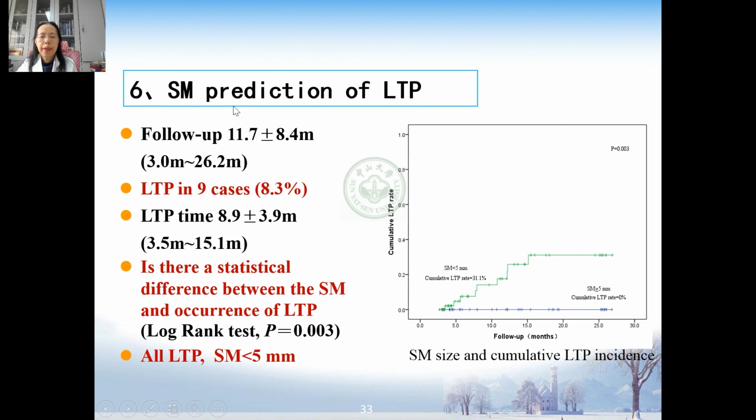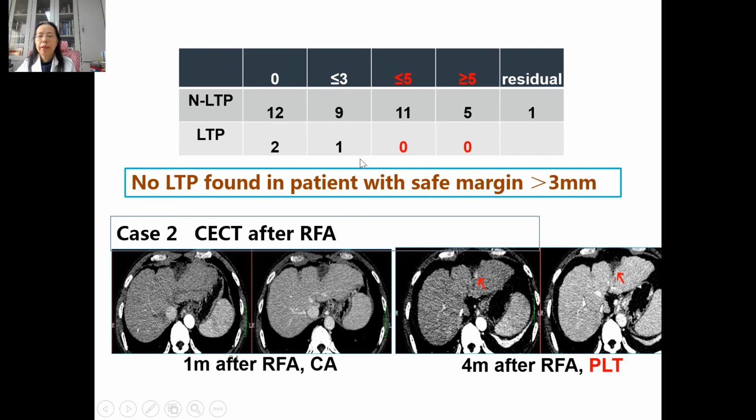We also observed the safety margin's prediction of local tumor progression. In our group, having followed up about 12 months, we found 8.3% LTP. In all the LTP cases, we can find the safety margin is less than 5 mm. Here is the detail of the recurrence patients and the non-recurrence patients and the safety margin. We cannot find local tumor progression in patients with a safety margin larger than 5 mm.